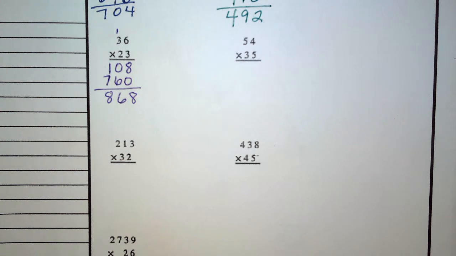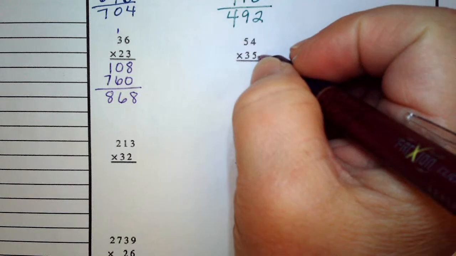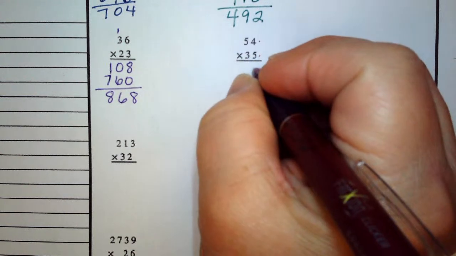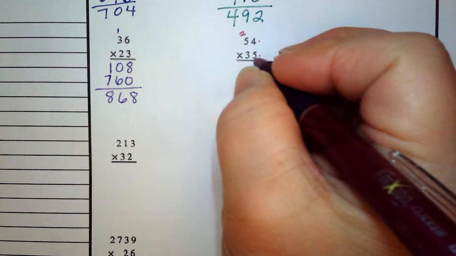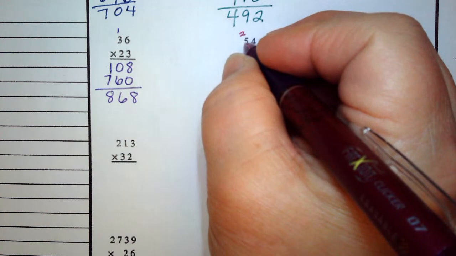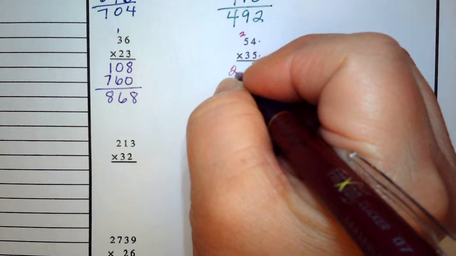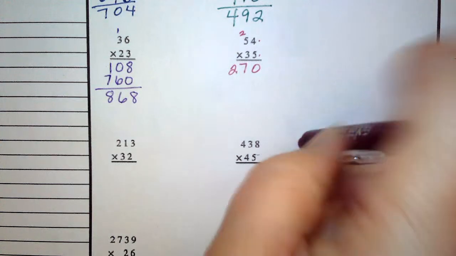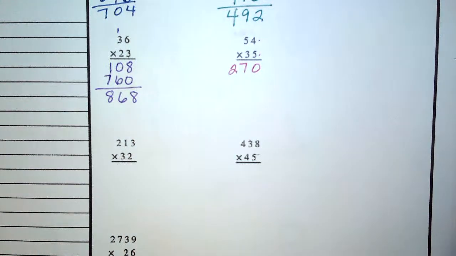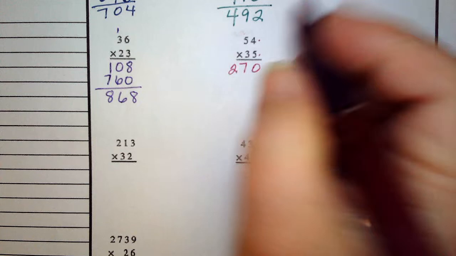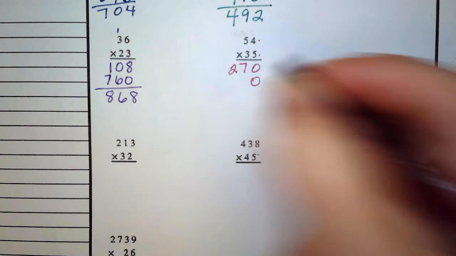Okay, for the next one, 5 times 4 is 20. This time I've got to carry a 2. 5 times 5 is 25, plus 2 is 27. I'm going to erase that so I don't get confused. Put my 0 down as a placeholder.